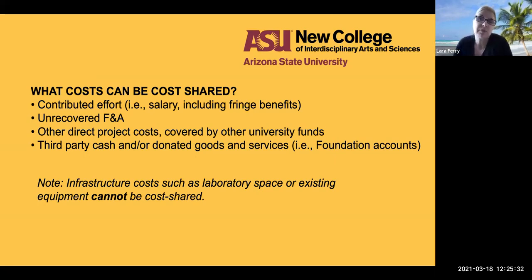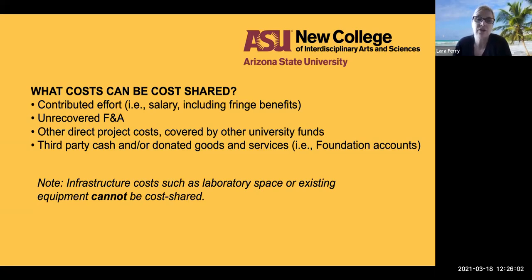ASU has a particular F&A rate or overhead rate that we can charge to recoup the cost of doing our research business. That rate is set by the federal government through a process, and some grantors, some agencies, will set a ceiling that is below the normal rate that ASU could typically charge. So the difference between the maximum that the granting agency will allow and the rate that ASU is allowed to charge is said to be unrecovered, and you can use that difference as a cost share.